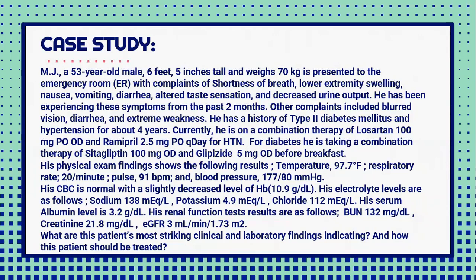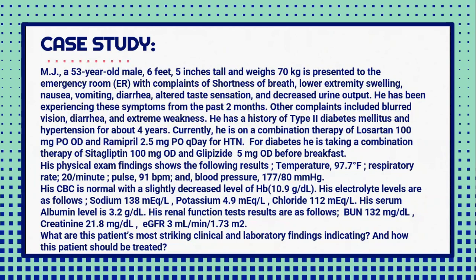He has a history of type 2 diabetes mellitus and hypertension for about 4 years. Currently, he is on a combination therapy of losartan 100 milligram per oral once daily and ramipril 2.5 milligram per oral every day for hypertension. For diabetes, he is taking a combination therapy of sitagliptin 100 milligram once daily and glipizide 5 milligram once daily before breakfast. His physical exam findings show the following results.